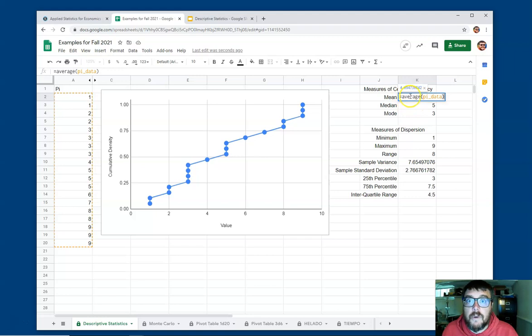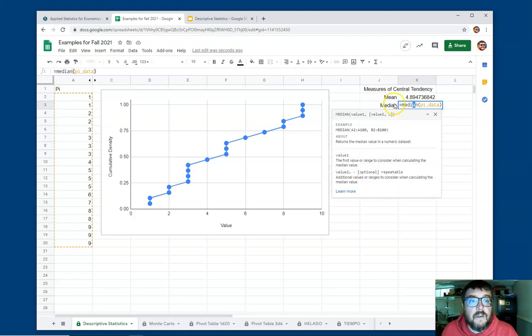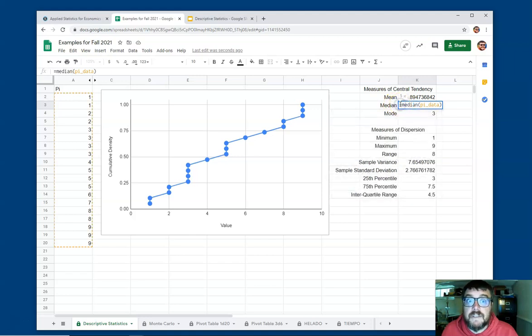And if you recall from our SPSS video, that gave us the same answer. So similarly, there is a median function. And again, you have to type equals first so that the spreadsheet program knows that you're asking for computation. And then you say pi data. If I didn't have the equals in there, it would just show us the text. We want the computation. So we start with an equals.